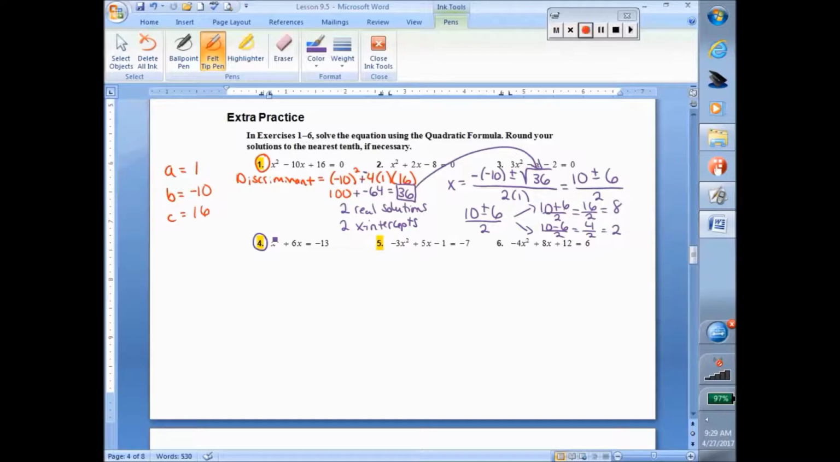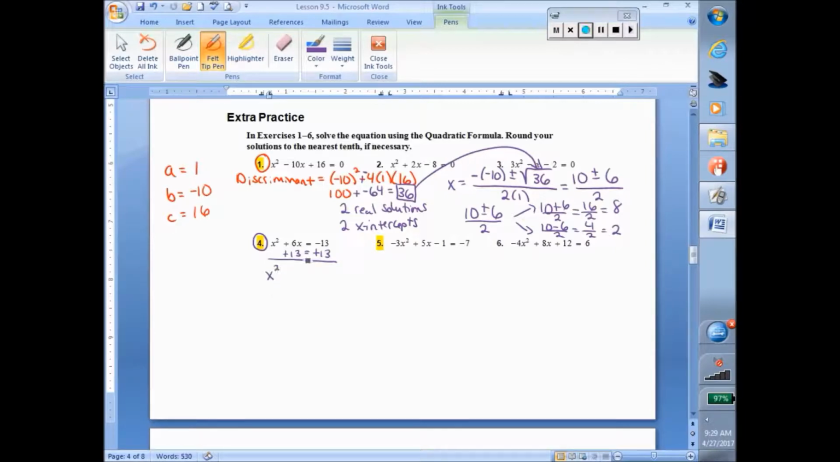Number 4, I want to find all the same pieces, but first of all I have to check to make sure that I have standard form. If I look at number 4, I have the x squared term listed first, I have the x term listed next, I don't have a constant there, and my equation doesn't equal 0. So I have to fix that. In order to get my equation equals 0, I have to move the negative 13. I do that by adding 13 to both sides.